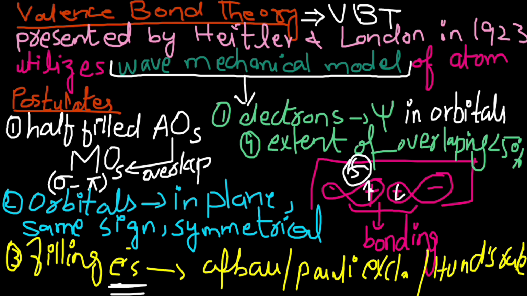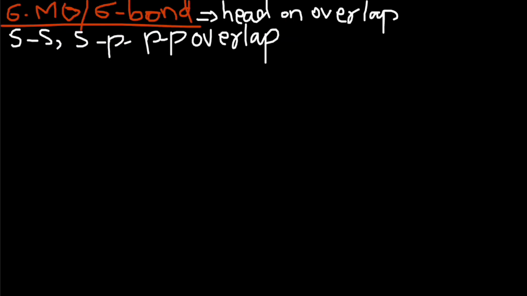So based upon these postulates, now let's talk about how the atomic orbitals s, p, d and f overlap, and which kind of overlapping results in a sigma bond and which kind results in a pi bond. Let's talk about the sigma molecular orbital or sigma bond, which is formed by the head-on overlap of atomic orbitals. The orbitals s and p form the sigma bond. The overlapping of ss, sp and pp results in sigma bond or sigma molecular orbitals.